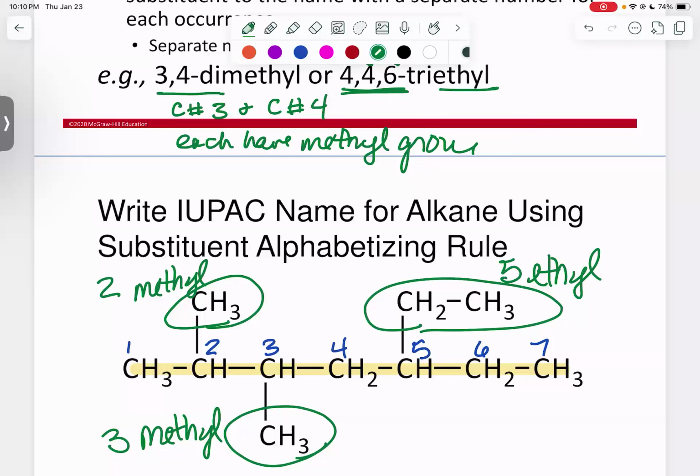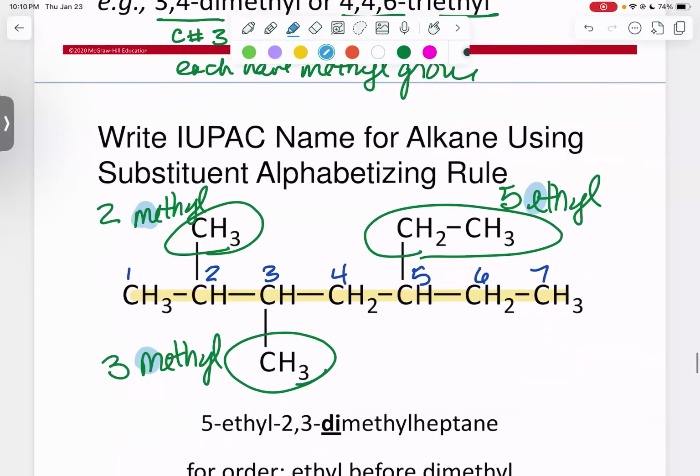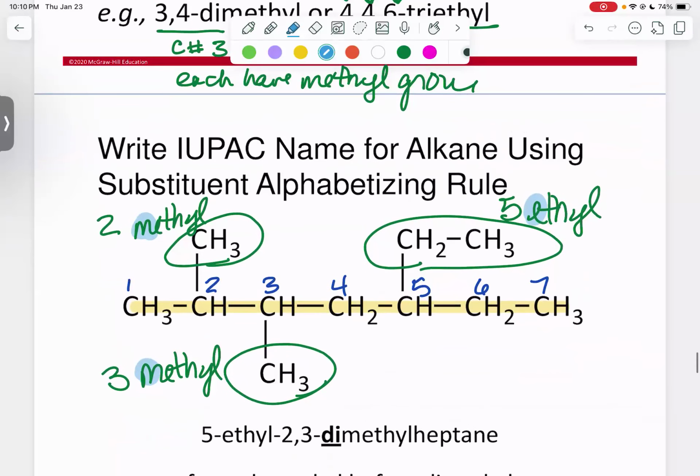So then we're going to look at our first letters in order to determine alphabetically which way we're going to do that. E comes before M, so that's E and M, right? So we're going to say it's 5-ethyl. So 5 dash, make sure you put those dashes in there. 5-ethyl, 2 dash, then methyl.